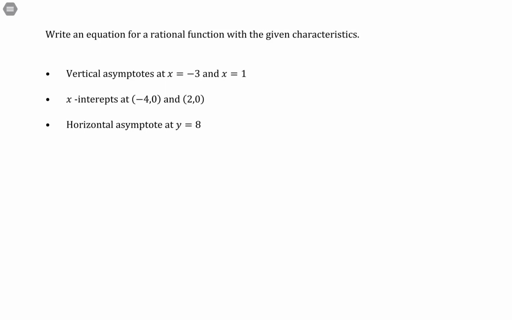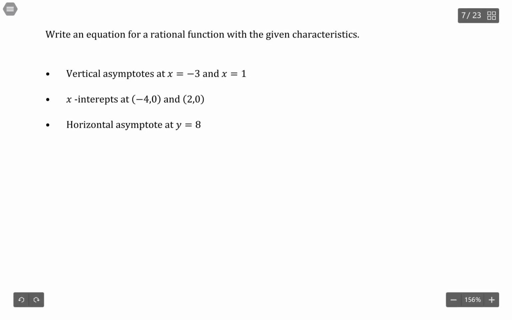Write an equation for a rational function with the given characteristics. Vertical asymptotes at x equals -3 and x equals 1. X-intercepts at (-4, 0) and (2, 0). And a horizontal asymptote at y equals 8.